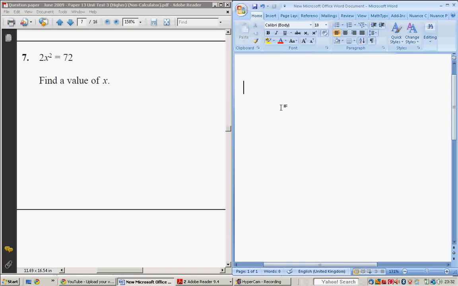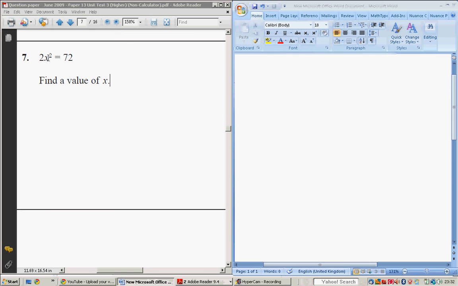Videogcse.com. Question 7. 2x squared equals 72. Find the value of x. Okay, x is a letter that is standing for some number. We don't know what that number is. However, we do know that if you square that number, if you times it by itself, and then you multiply that answer by 2, you get 72. So you need to find what number x is standing for.